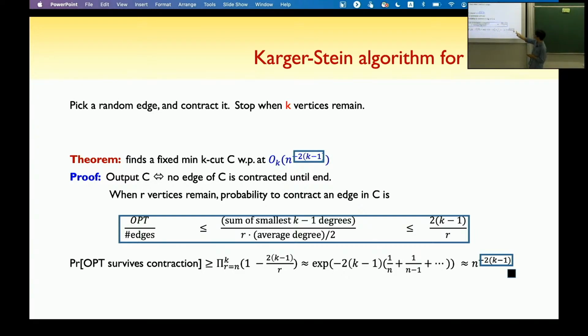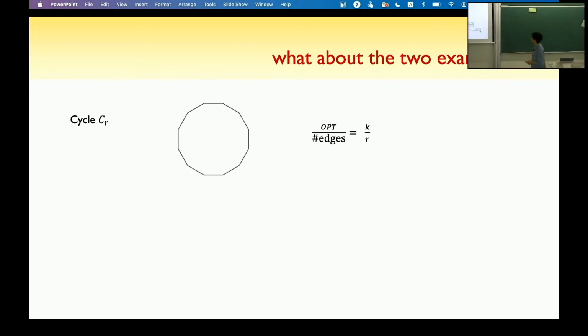The culprit is here, where we upper bounded the ratio between opt and the number of edges by 2 times k minus 1 divided by r. For example, if this thing becomes k over r, then we exactly get the n to the k that we want. So our job is to see whether this upper bound can be tightened. Let's go back to the previous two examples. The first example, the cycle with r vertices, is perfect because opt is k, the number of edges is r, so it's k over r. So it's exactly tight.